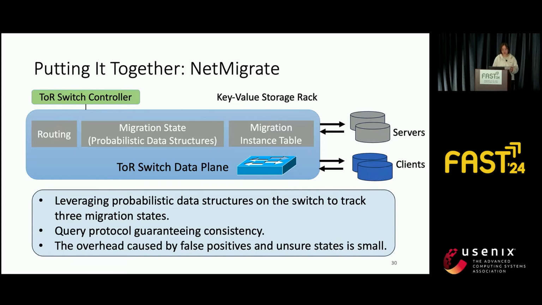Putting it together, NetMigrate leverages probabilistic data structures on the switch data plane to track 3 migration states. And we carefully design a query protocol to guarantee consistency. The overhead caused by false positives and the unsure states is small.